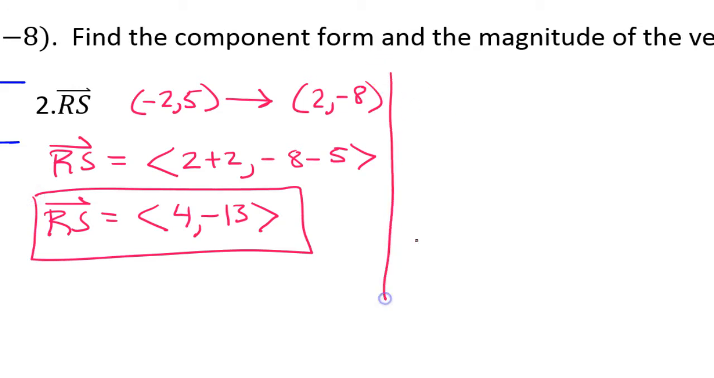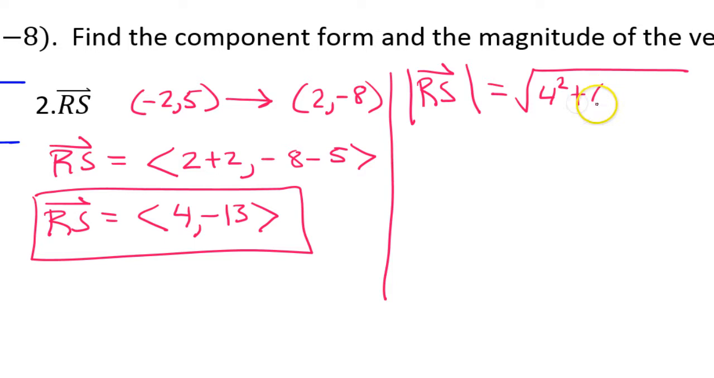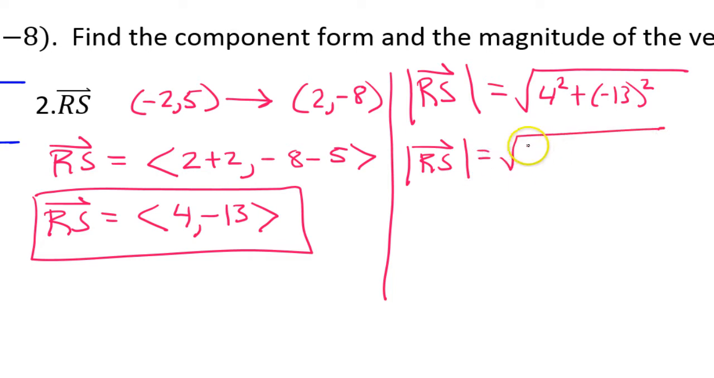Now let's do that magnitude. So the magnitude of vector RS is going to be the square root of 4 squared plus -13 squared. So that's going to be 16 plus 169.